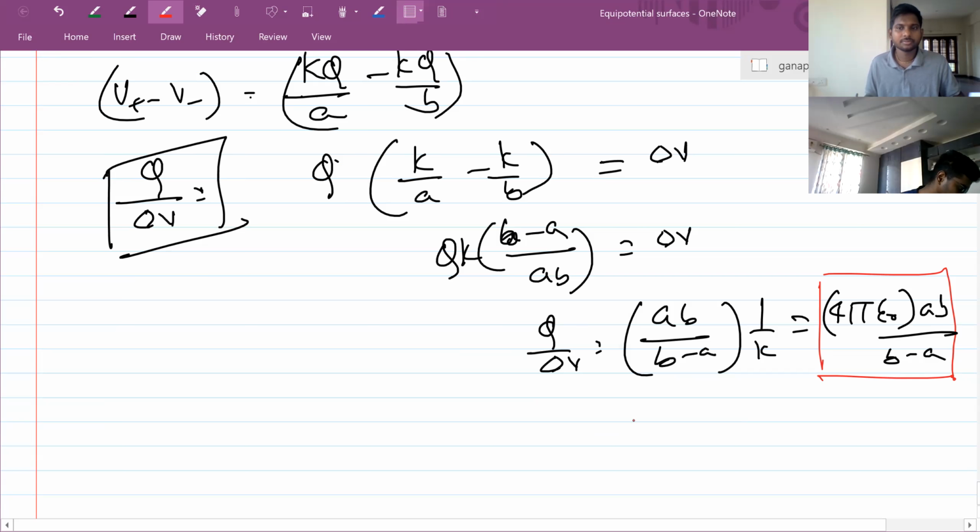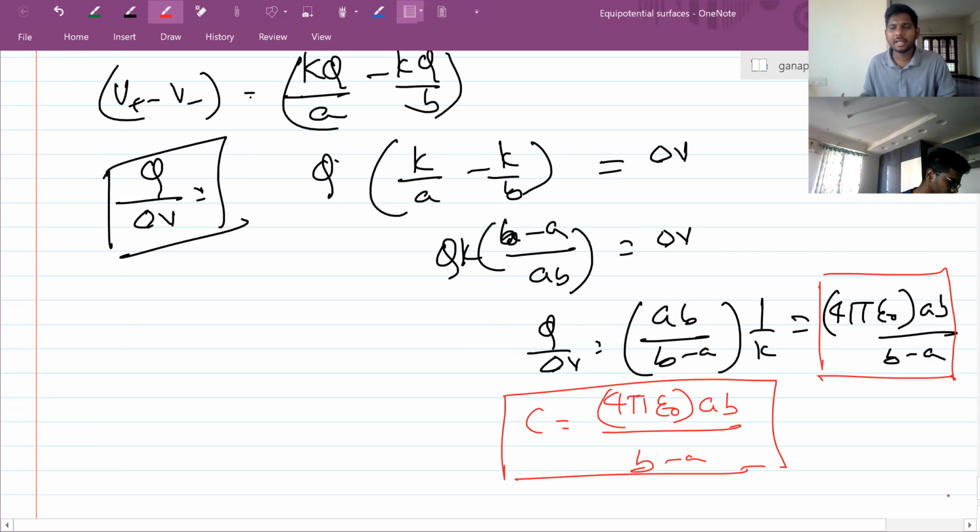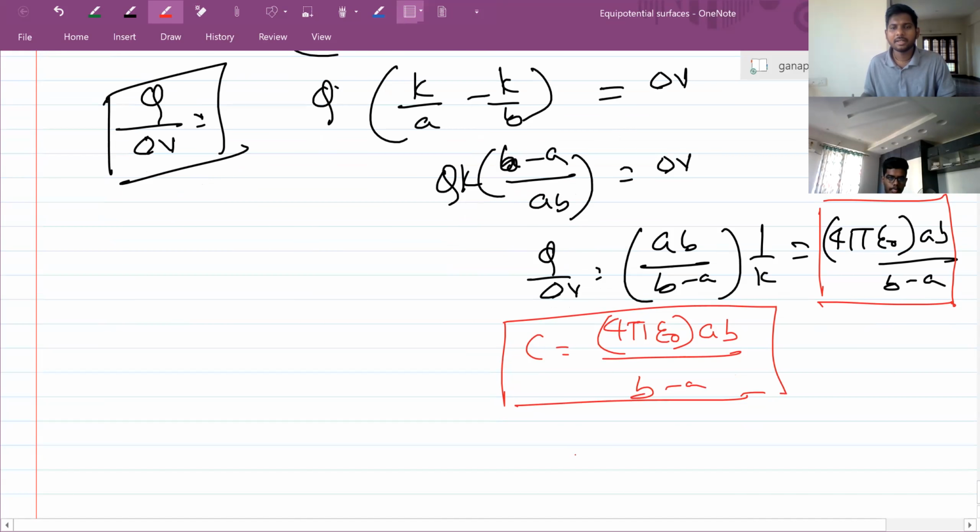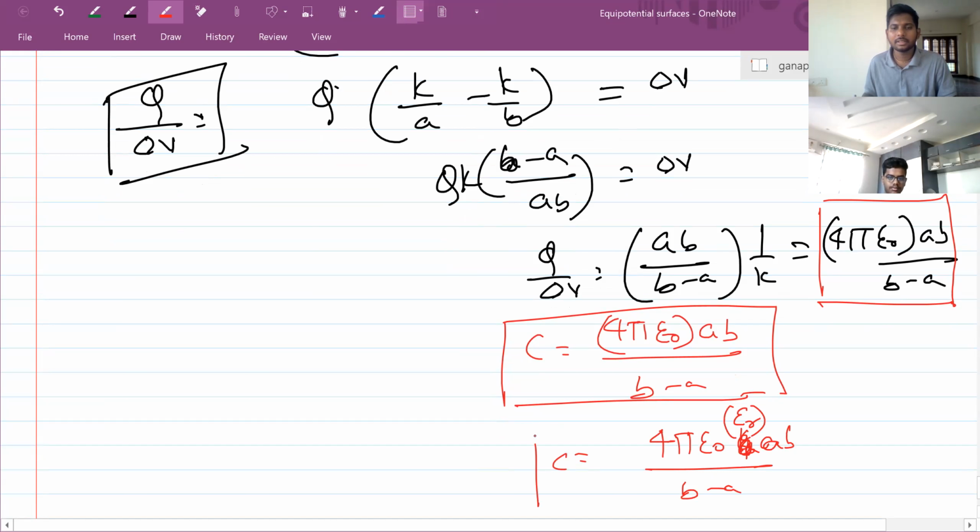You understood how I did it? 4 pi epsilon naught AB upon B minus A. If a dielectric medium is introduced between them, it will become 4 pi epsilon naught into K, where K is the dielectric constant, that is epsilon R, into AB by B minus A.